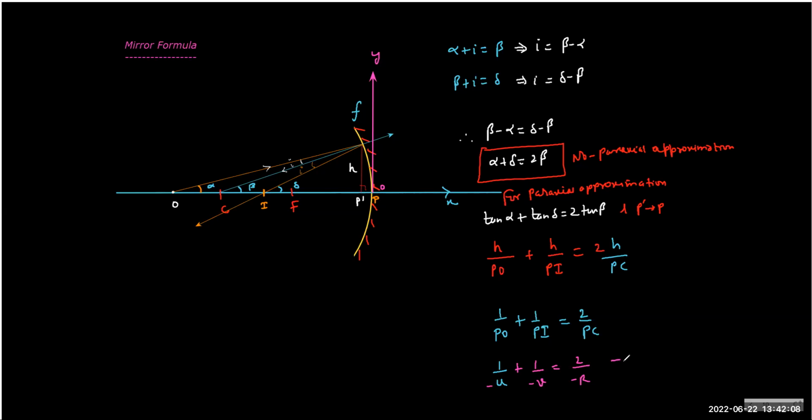So this gives the formula 1 by U plus 1 by V is 2 by R, and we know 2 by R is called what? 1 by f. So that is how you get the formula.